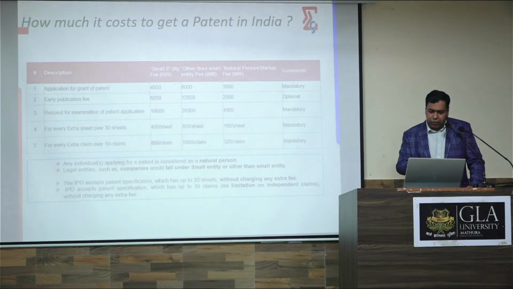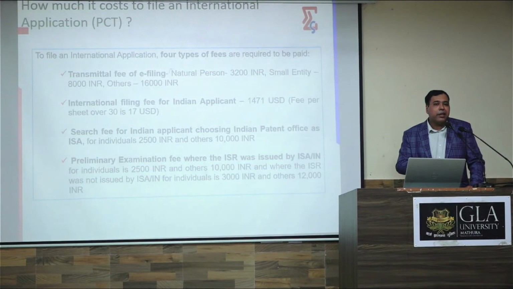Okay, the second alternative route that I talked about is to file a PCT application. You would see here the cost is very high, 1471 US dollars, so $1,470 just to file the application through the PCT route. So that's why I would not recommend using this route to file any application at your end.